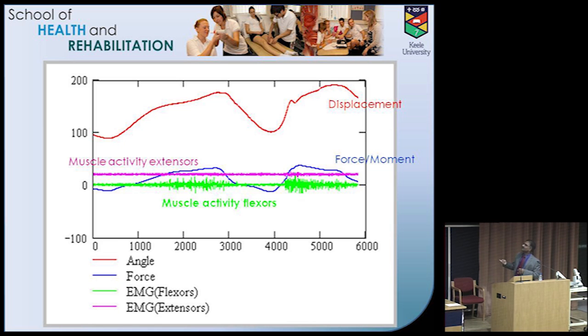So if I measured, that was the angle. The blue graph is the force we used to move. The green graph is the muscle activity from the front of the hand. And the magenta graph is the muscle activity from the back of the hand. So we took the hand or the elbow from a fully flexed position to a fully extended position very slowly. That's normal clinical protocol. And at this stage, the assumption was there would be no muscle activity and there would be very little stiffness, if at all, any that you would feel.